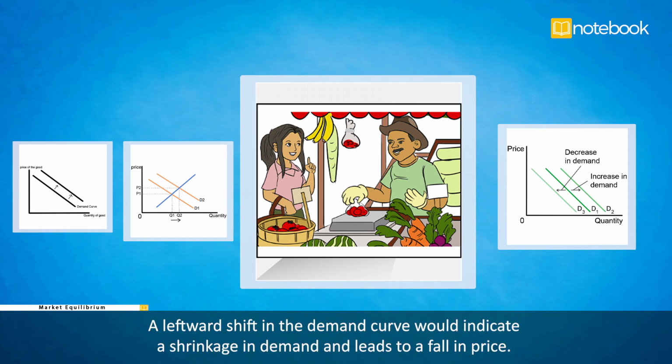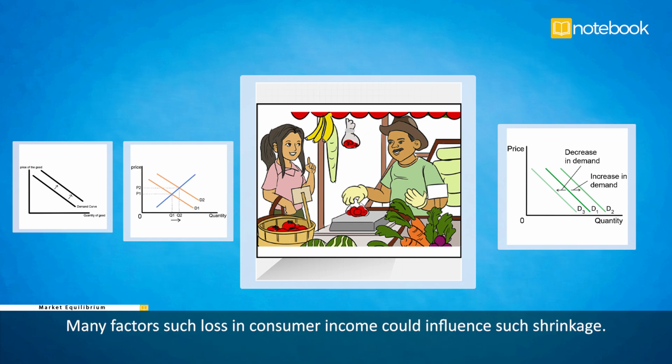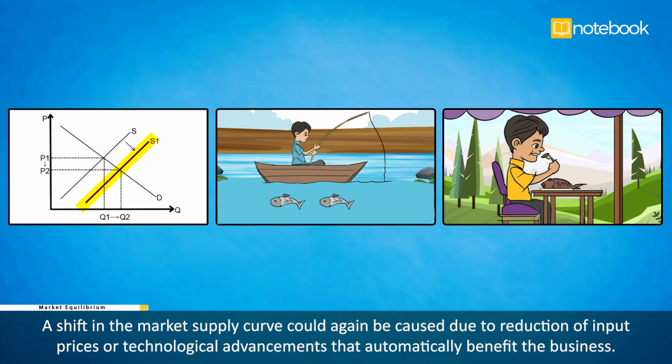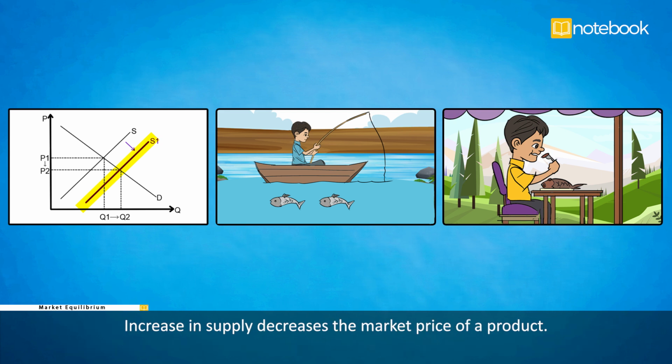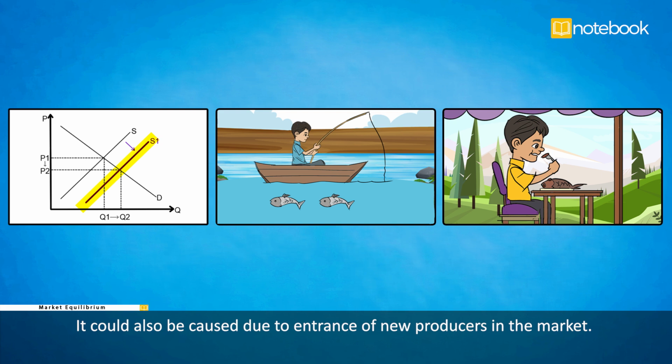A leftward shift in the demand curve would indicate a shrinkage in demand and leads to a fall in the price. Many factors such as loss in consumer income could influence such shrinkage. A shift in the market supply curve could again be caused due to reduction of input prices or technological advancements that automatically benefit the business. Increase in supply decreases the market price of a product. It could also be caused due to entrance of new producers in the market.